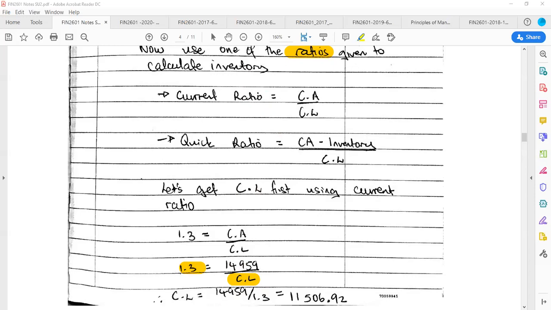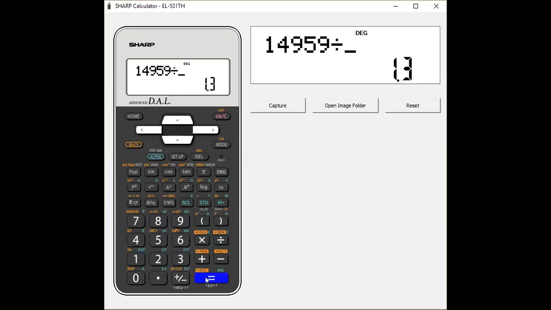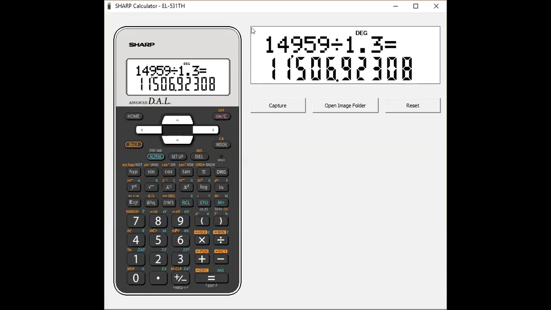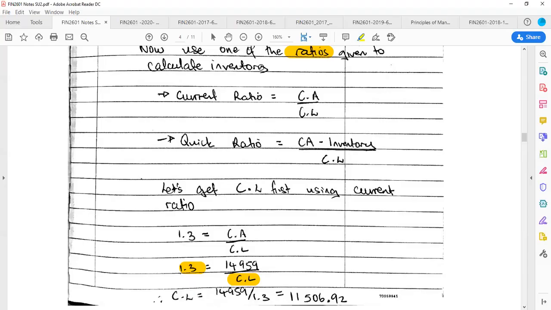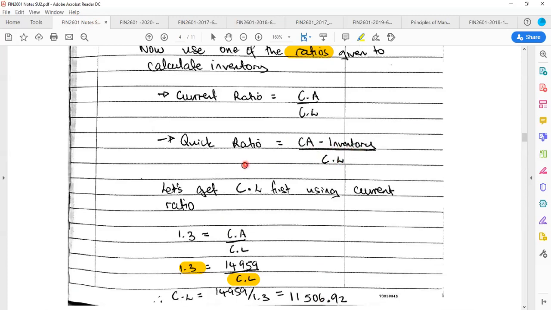So we say 14,959 over 1.3, which is 14,959 divided by 1.3, and we get 11,506.92, right? So these are the current liabilities. Okay, so we are now going to take these current liabilities and substitute them here along with the current assets that we already have, and then we are going to solve for inventory.